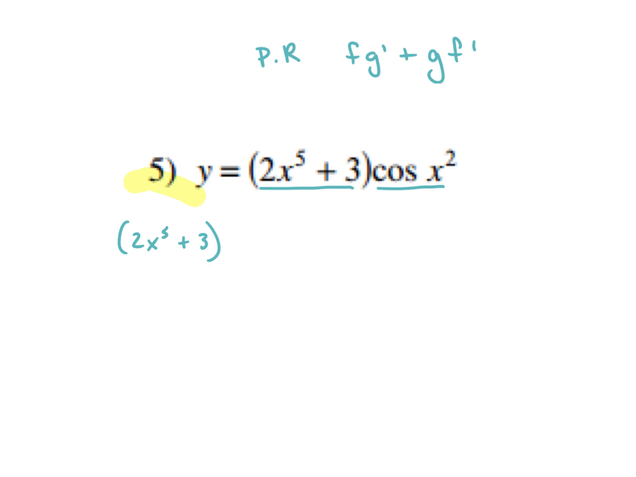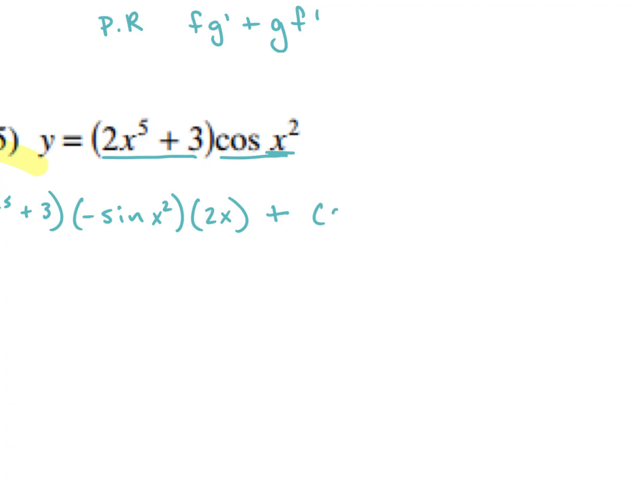What's the derivative of cosine of x squared? Negative sine x squared. So what you're taking the trig function of stays the same when you write your derivative, but then we have to multiply it by the derivative of what we're taking the trig function of. So it would be 2x times 2x. All right, times the second, so cosine of x squared times the derivative of the first. What's the derivative of 2x to the 5th power plus 3? Awesome, 10x to the 4th power.